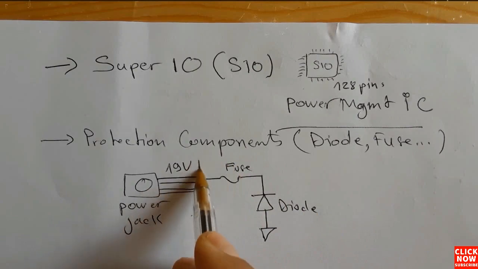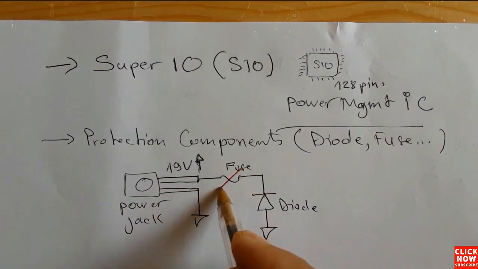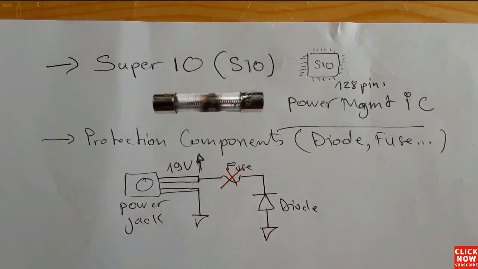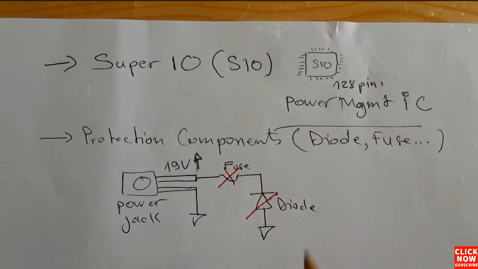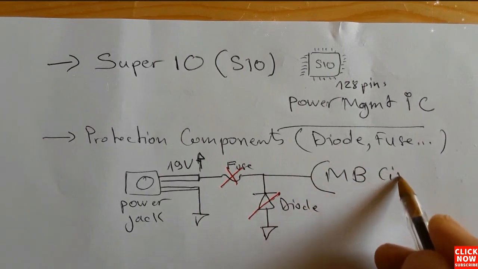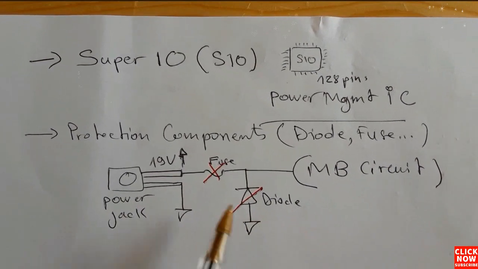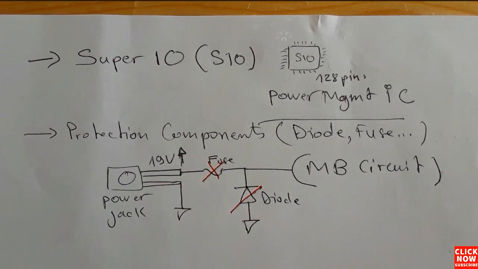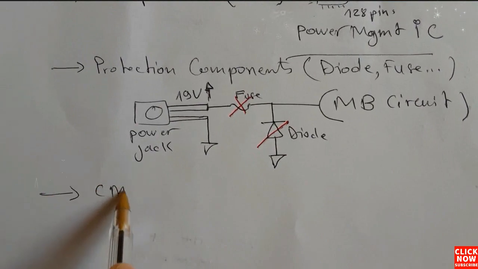So when, for example, the 19 volt is increased above the limit, automatically the fuse will be blown out. Okay? And then it will protect the motherboard. If the fuse doesn't blow out, the diode will be blown out. As you can see here, we have a double protection. Then the motherboard circuit will be protected. So always, if you get a dead or a failed motherboard, you should check the components near the power jack, especially fuses and diodes.